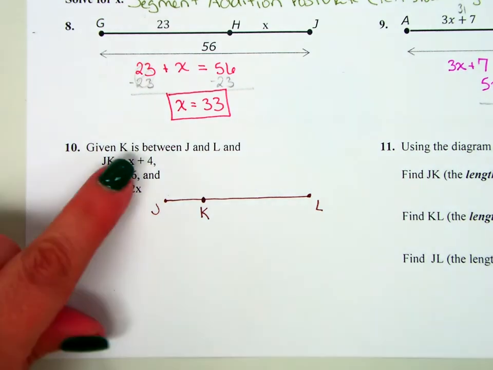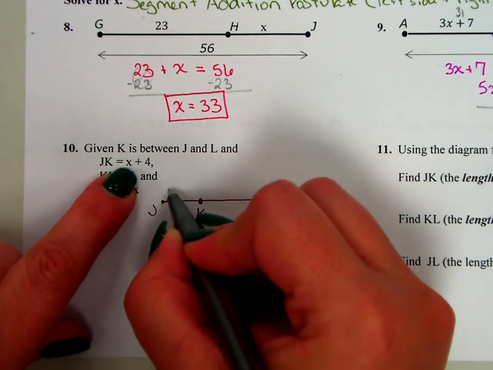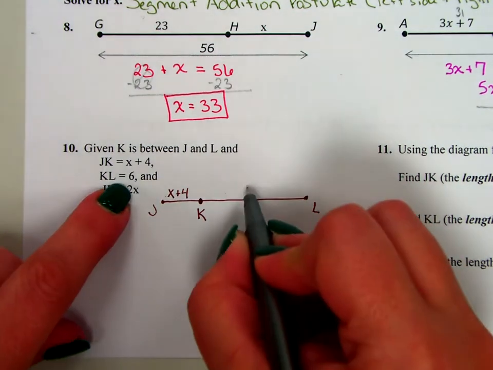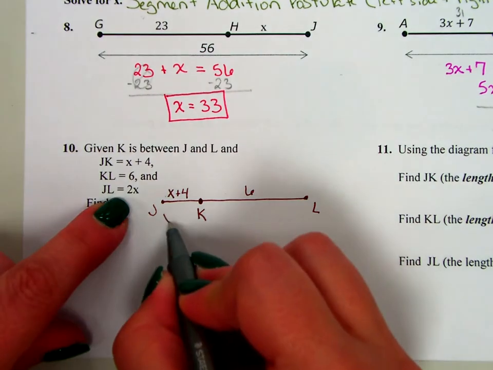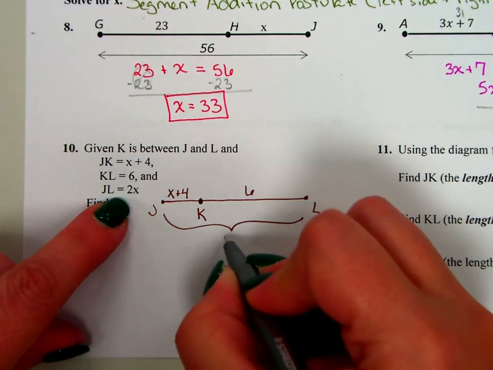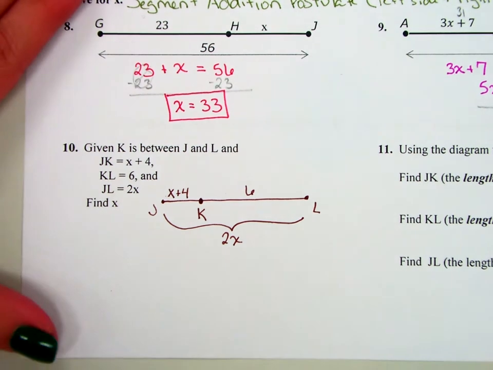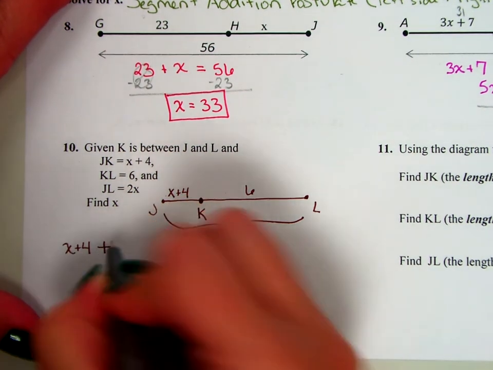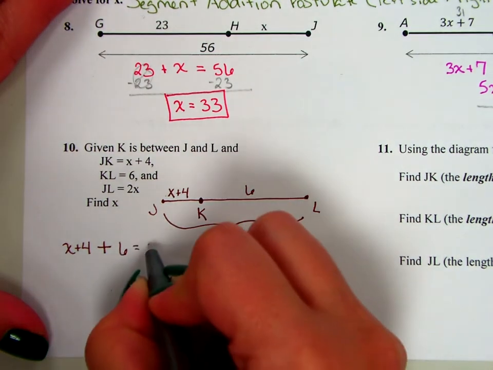now I'm going to read my next sentence, my next given. JK equals x plus 4. So from J to K is x plus 4. K to L is 6. J to L is 2x. The left side plus the right side equals the whole thing. What's my left side? Plus, what's the right side? 6 equals, what's the whole thing? 2x.